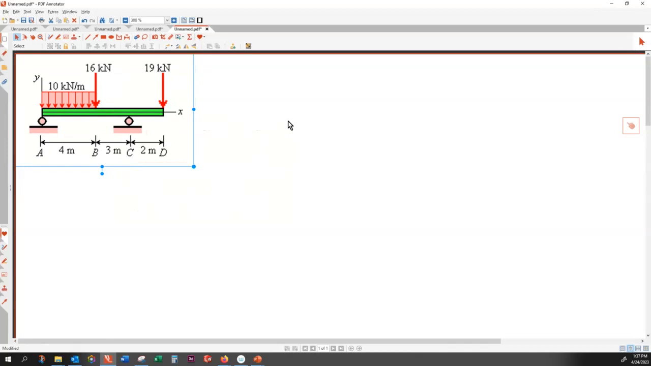Okay, the first step is to find the reaction forces. Reaction forces at A and C. To find those, I have to lump, or concentrate, the 10 kilonewton per meter over 4 meters, that is 40 kilonewton, right in the middle, 2 meters from point A. Hopefully everyone agrees with me on that. That is the easy part.